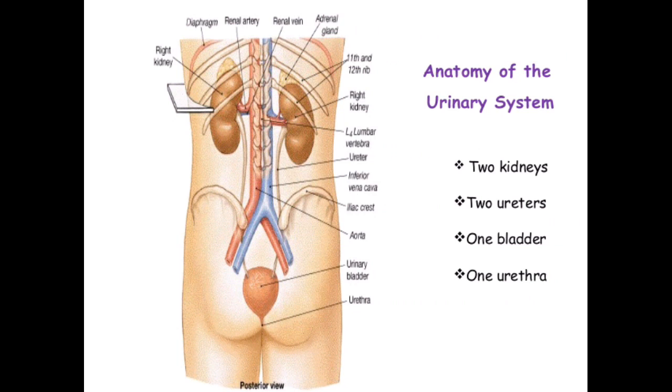See the urinary system. There are two kidneys present in our abdominal cavity, left and right. Two ureters are there, that is, tube-like structures which collect the urine from the kidney, and then that is collected in the urinary bladder, and through the urethra the urine is released out from the body.